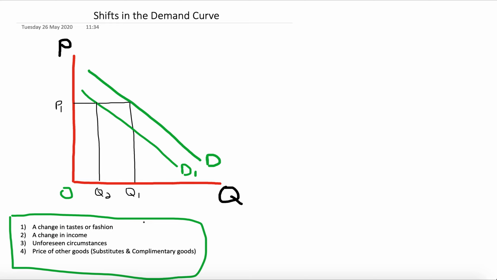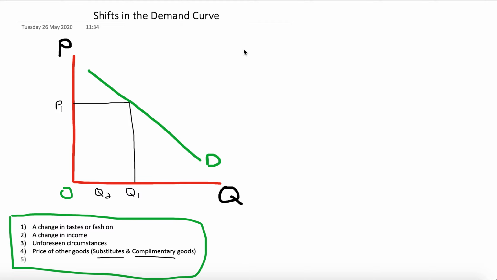The price of other goods, okay? And as we said, we can split this into two categories: substitutes and complementary goods. Substitutes and complementary goods. And again, have a little think. What might be... Well, I suppose we should come up with what good we're selling first.